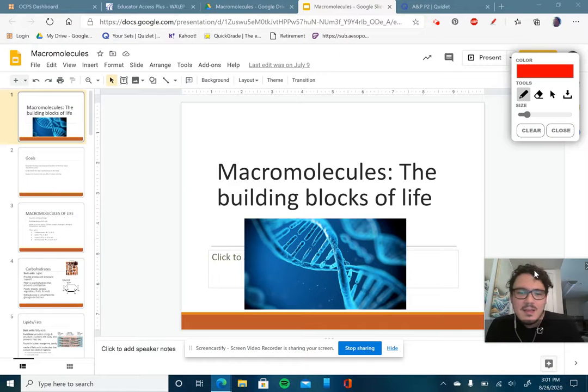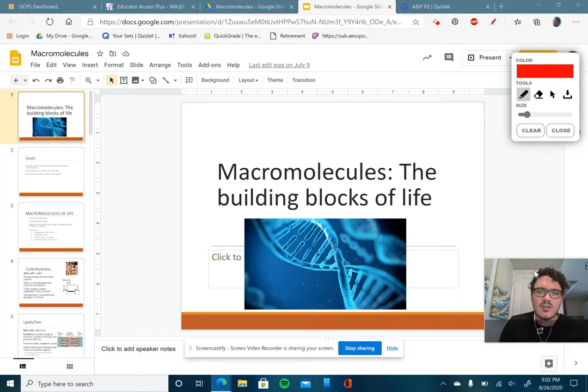Hello, everyone. We're going to be starting with macromolecules. This is our next unit in the course for anatomy and physiology. Macromolecules, generally speaking, I don't think is too difficult. It's mostly about reviewing biology. So we're learning about molecules that are essential for life to exist.